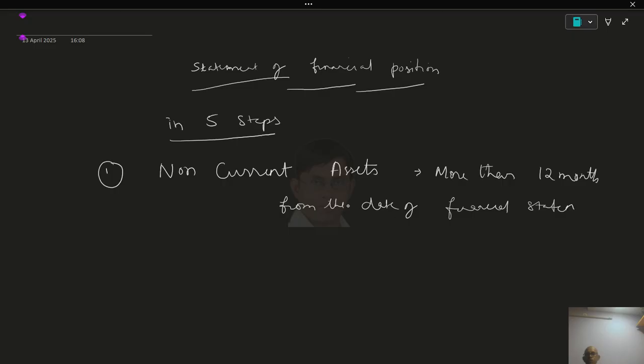So, very important. Okay. Non-current assets are those assets which are meant to be used in the business for more than 12 months from the date of financial statements. So, what are financial statements? Income statement, statement of financial position, and cash flow statement are known as financial statements. So, basically, here, what all is included?